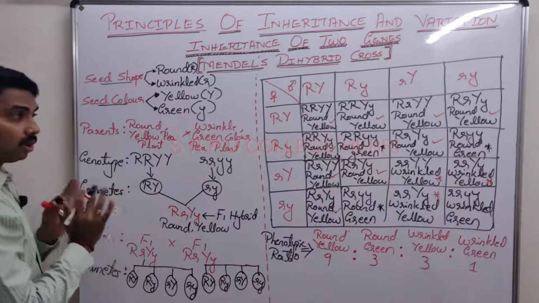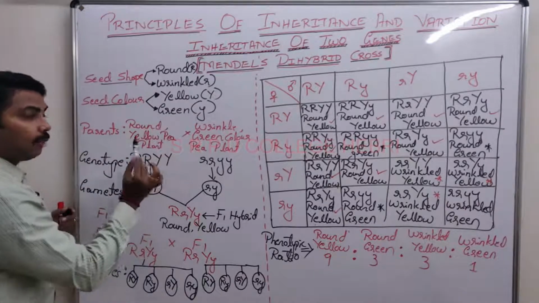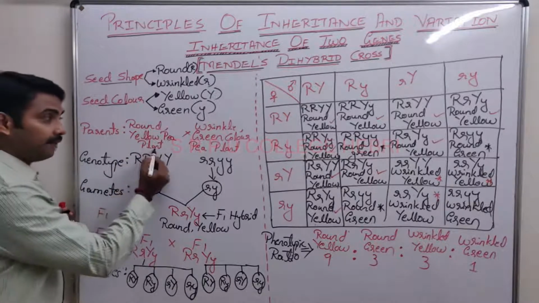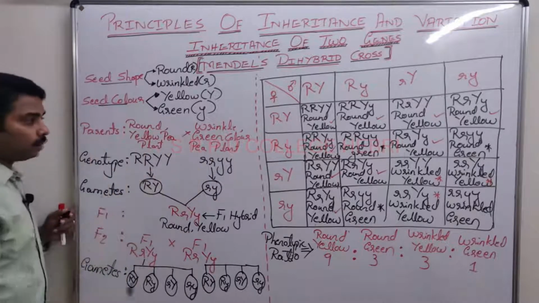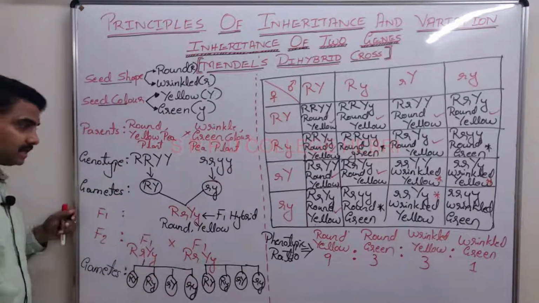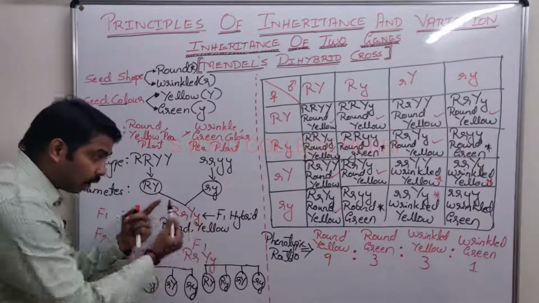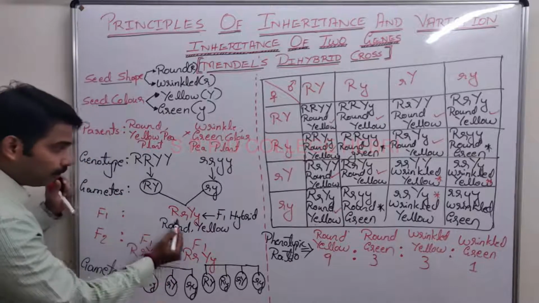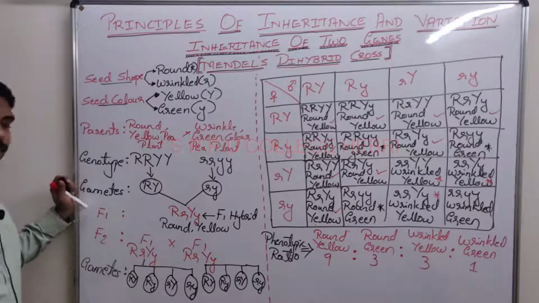Clear? Okay, it is not that easy. Practice is required. A round seed, yellow colored seeds pea plant is crossed with this one. Both the plants are true breeding, so hence they are in the homozygous condition. Gametes are formed when they are cross pollinated. The F1 plant was a hybrid with the genotype capital R small r, capital Y small y.